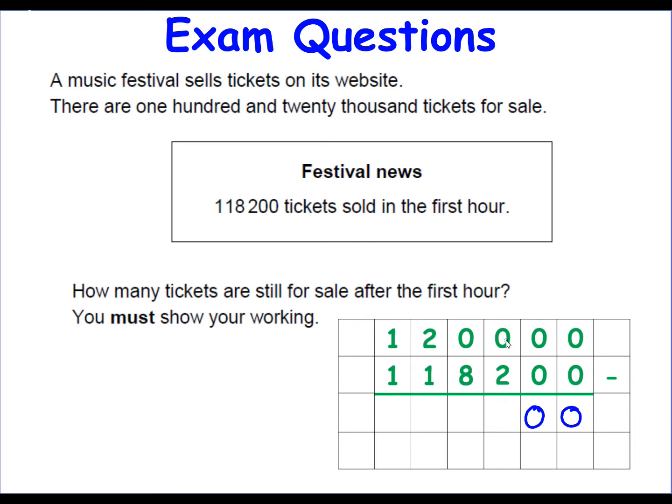So 2 from 0 you can't do because 2 is larger than 0. We want to borrow one for the next column, but we can't because it's a 0, so we need to go to the next column along. So we borrow 1 from the 2, and we turn this 0 into 10.